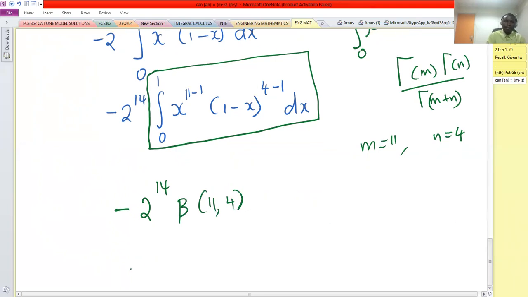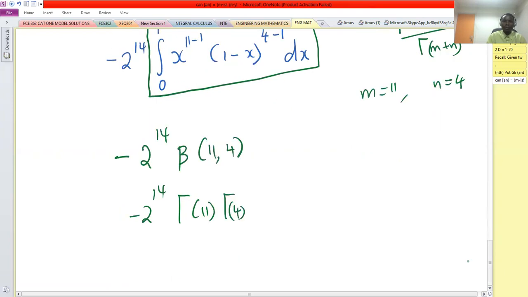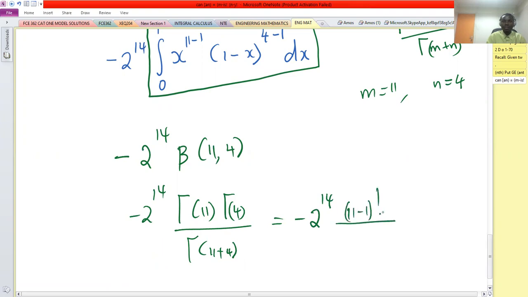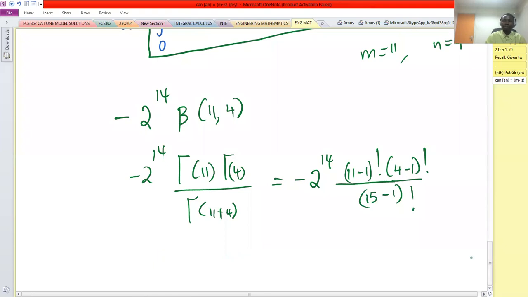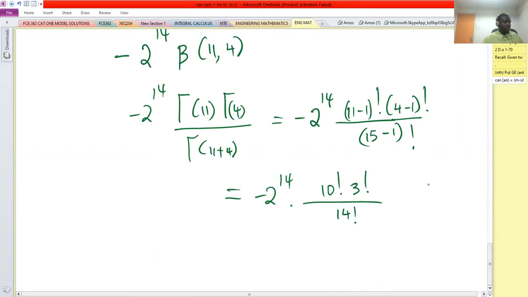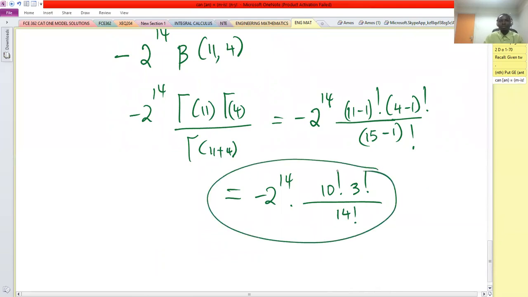Which is the same as minus 2 power 14, gamma of 11, gamma of 4, over gamma of 11 plus 4. So this is minus 2 power 14 times (11 minus 1) factorial times (4 minus 1) factorial, and then 11 plus 4 is 15, so (15 minus 1) factorial. Therefore, we have minus 2 power 14 times 10 factorial times 3 factorial, over 14 factorial. Then you can always simplify and get the answer from a calculator. So that is how we solve that problem.